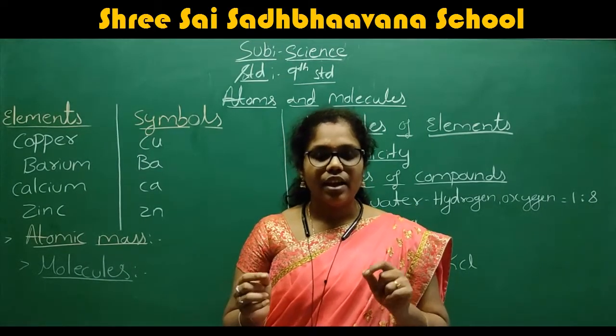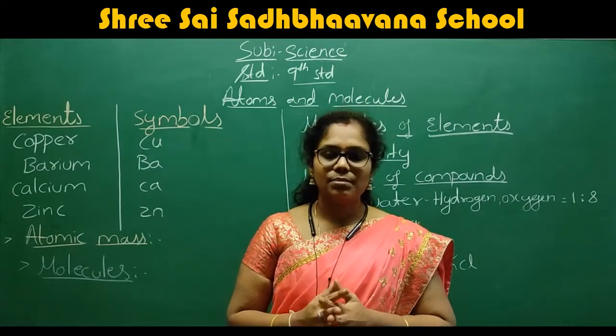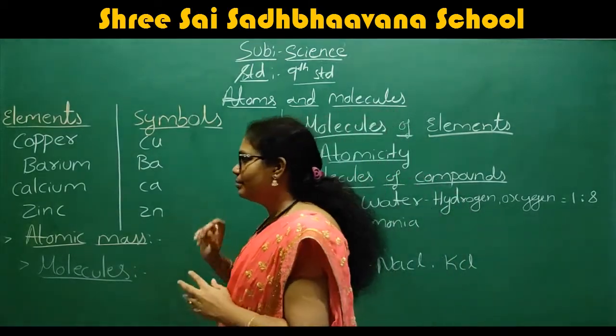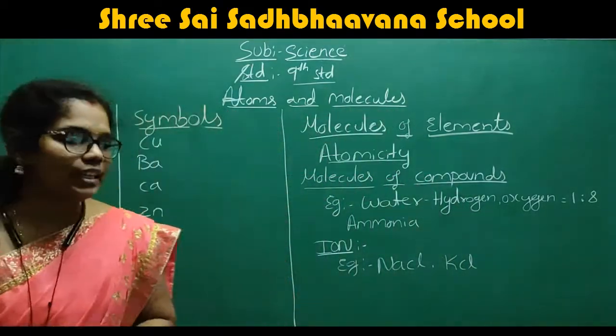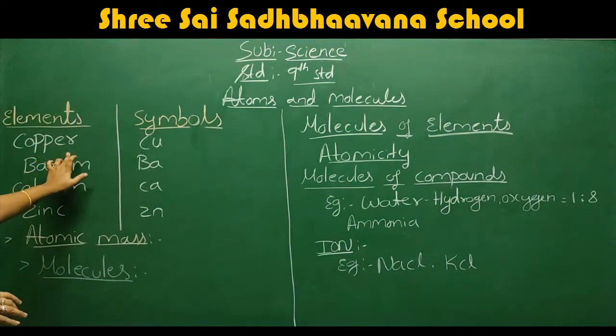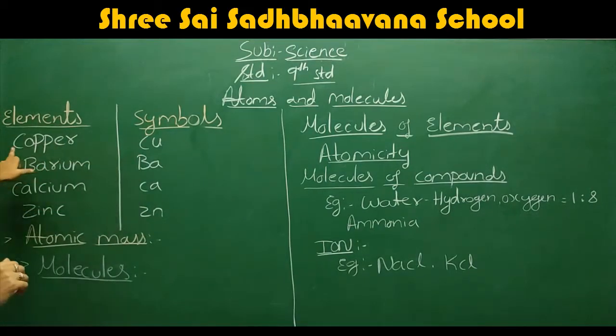Ca, capital C, small a. Therefore, the symbol of calcium is capital C, small a. And also if you see another symbol, copper, Cu. You can tell that, ma'am, here the copper is C-O-P-P-E-R.